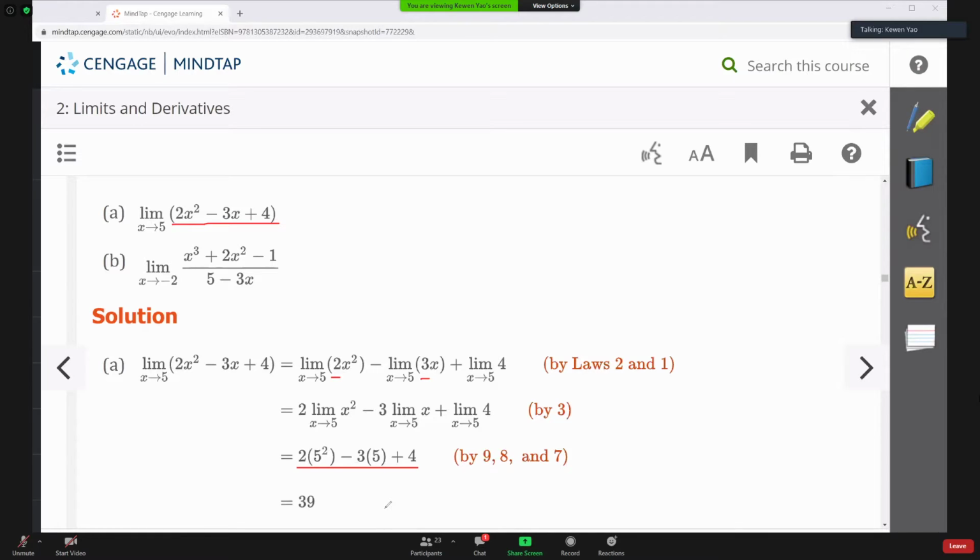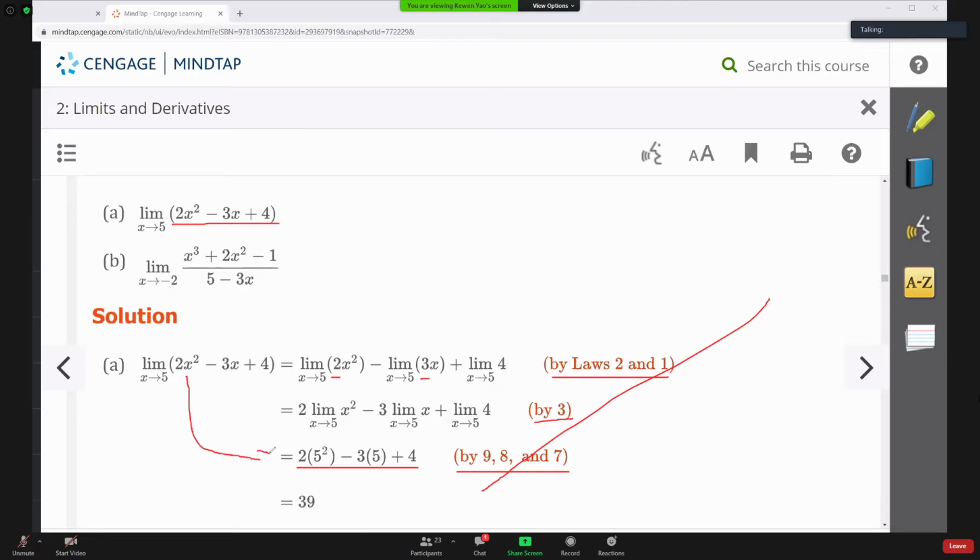So therefore, we can find the answer. But for this problem, you have to do it step by step, because this is the instruction. So you have to write down: this is law 2 and 1, this is law 3, this is law 9, 8, and 7, for example. But in the future, you don't have to write these. You just find the answer from here to here.